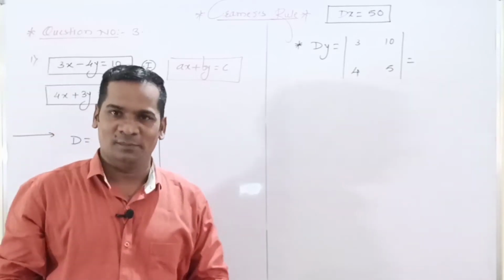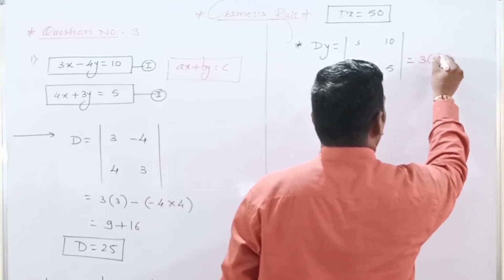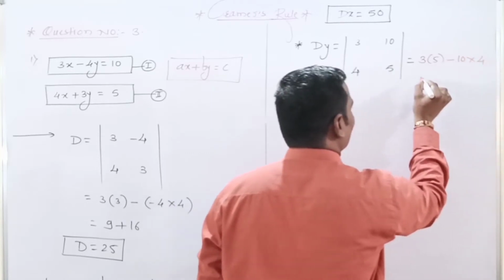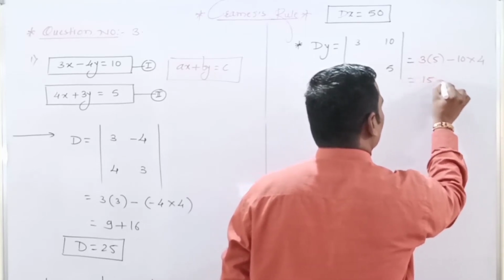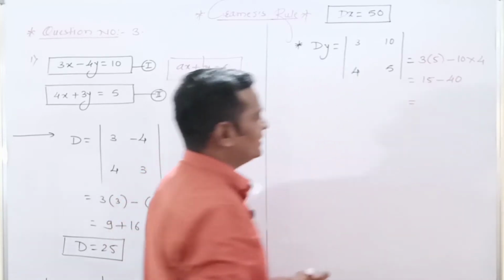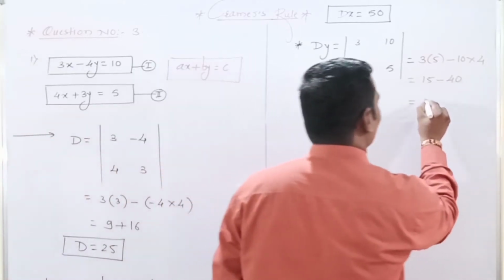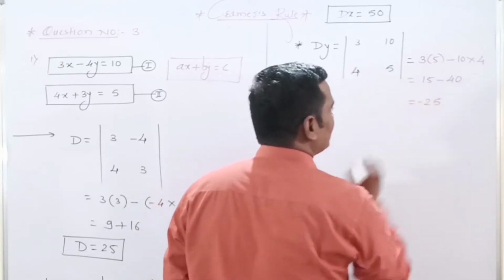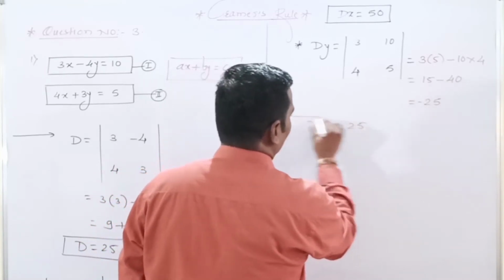Let's find the value of that determinant. So that will be 3 into 5 minus 10 into 4, you can write it like that. So this will be 3 5s are 15 minus 40. So that answer will be 40 minus 15, which is 25, but the answer will be minus 25. So dy is equal to minus 25.